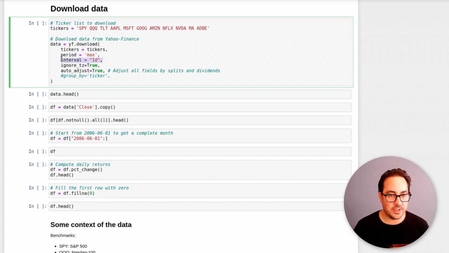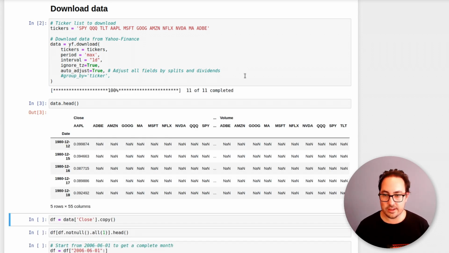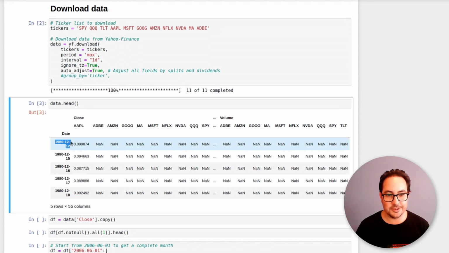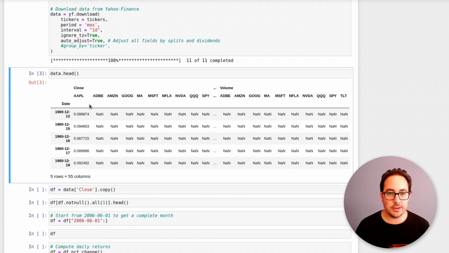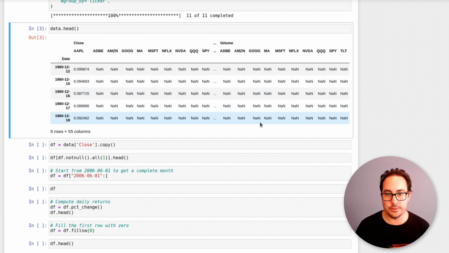This is for daily data, so 1 day. We will ignore the time zone for now and use auto adjust equals true. What this does is it adjusts all the fields in the data, the maximum, minimum, close price. Here I have all the data, so it starts from 1980, which I think is when Apple started trading. We'll have to filter this data, so all the other stocks have some data.